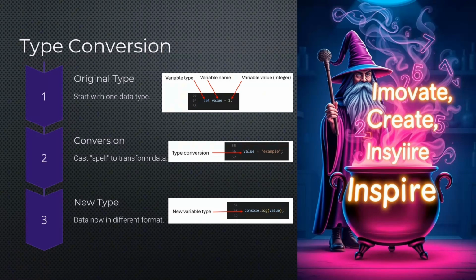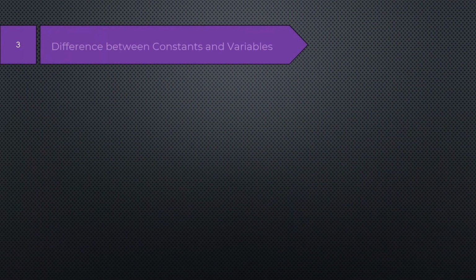Here's a magical trick. Sometimes you'll need to convert one data type to another. This is called type conversion, and it's like casting a spell to transform your data. For example, if you want to display a score as part of a message, you might turn a number, like 100, into a string by writing string. With a quick type conversion, you're all set.